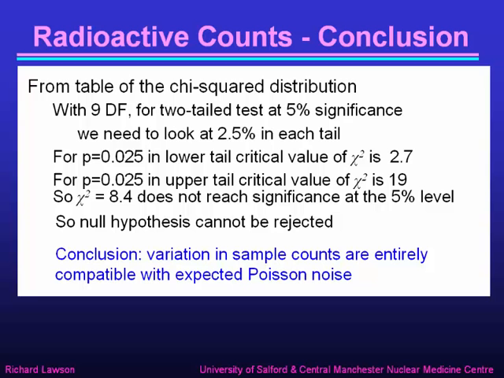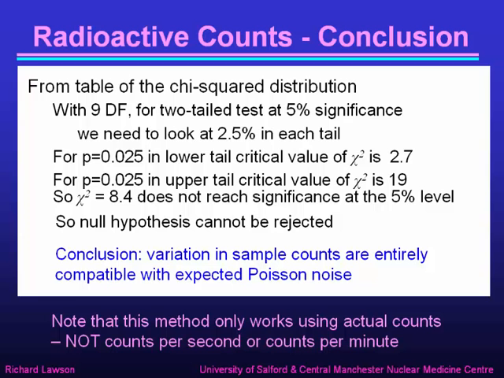So in this case, we have to conclude that the variation in sample counts is consistent with the null hypothesis. That is, the counts are compatible with the expected Poisson distribution due to Poisson noise. Note, if you're going to use this to estimate Poisson noise, you have to take the square root of the mean of the total counts, not the counts per second or the counts per minute. Here I was taking the counts that we actually got in the 30 seconds that we acquired, rather than counts per second or counts per minute.